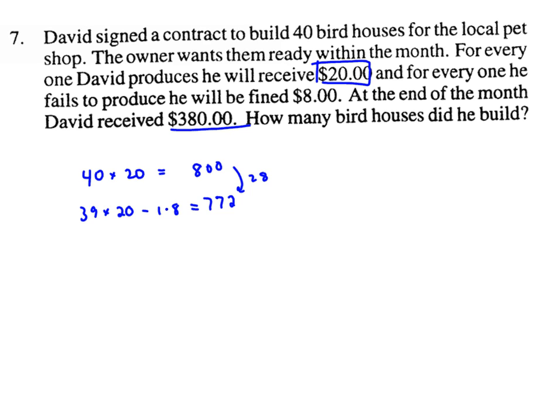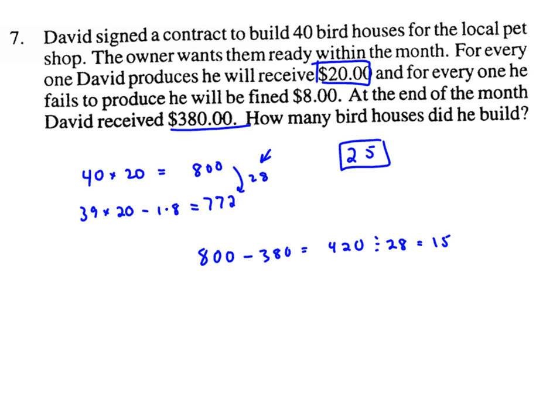If you continued this pattern, you would see every time he loses $28. We have to figure out how many times he should lose $28 to get to 380. So 800 minus 380 is $420. He needs to lose $420. So divide 420 by 28 and you get 15. So there are 15 of these that he does not build, which means he builds 25. So the correct answer is he builds 25, which means he doesn't build 15.